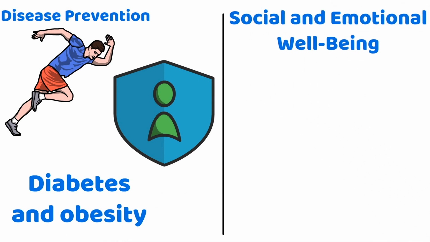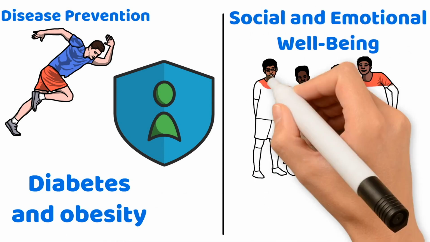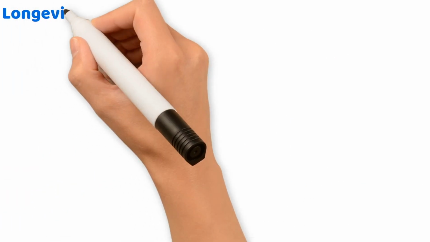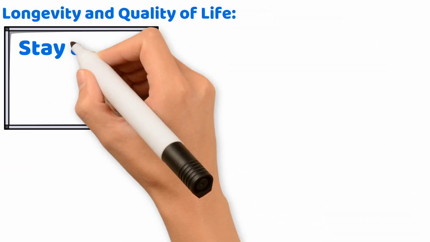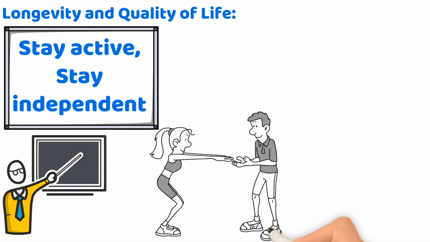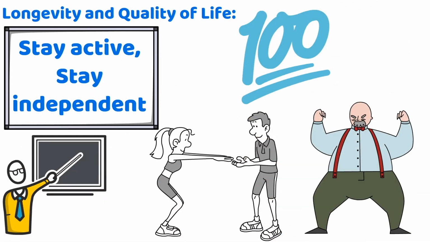Social and emotional well-being. Sports and team activities foster social skills, boost self-esteem, and build confidence. Longevity and quality of life. Stay active, stay independent. Teach the importance of lifelong physical activity to enjoy a high-quality life well into old age.